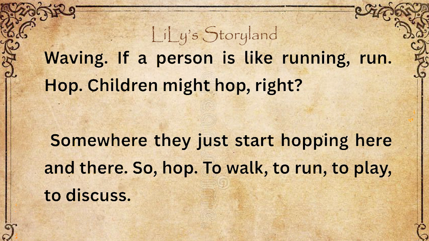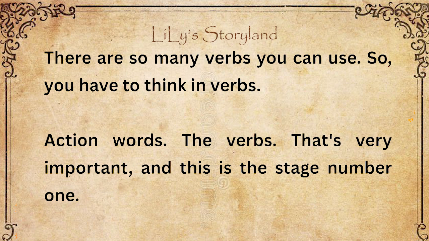If a person is running, run, hop. Children might hop, right? Somewhere they just start hopping here and there. So, hop. To walk, to run, to play, to discuss. There are so many verbs you can use. So, you have to think in verbs, action words. That's very important, and this is stage number 1.